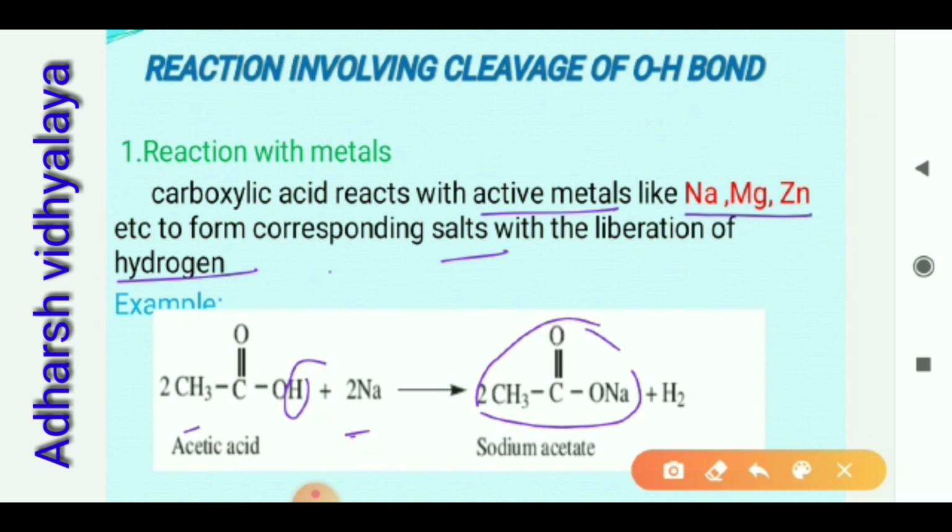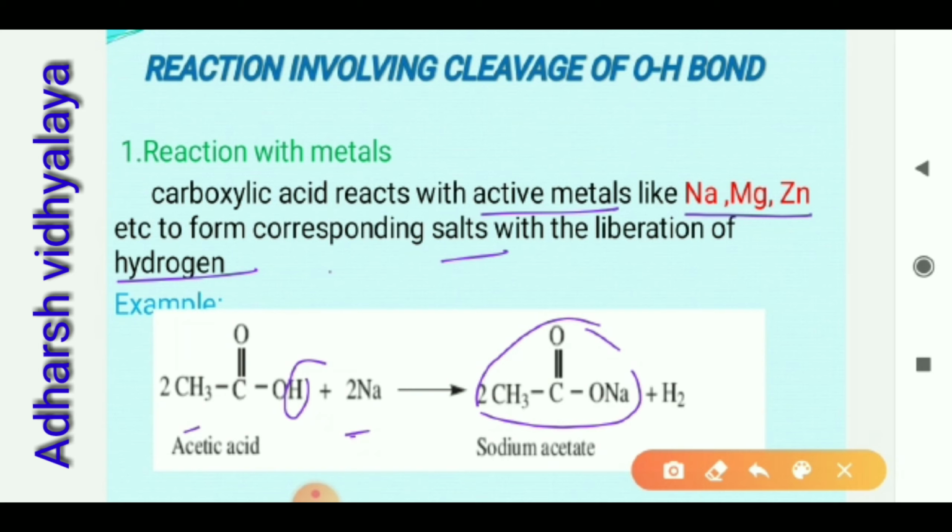When the most reactive metal, sodium, reacts with acetic acid, there is breaking of the bond between oxygen and hydrogen in acetic acid. So the metal displaces its acidic hydrogen. It forms sodium acetate with the liberation of hydrogen gas.